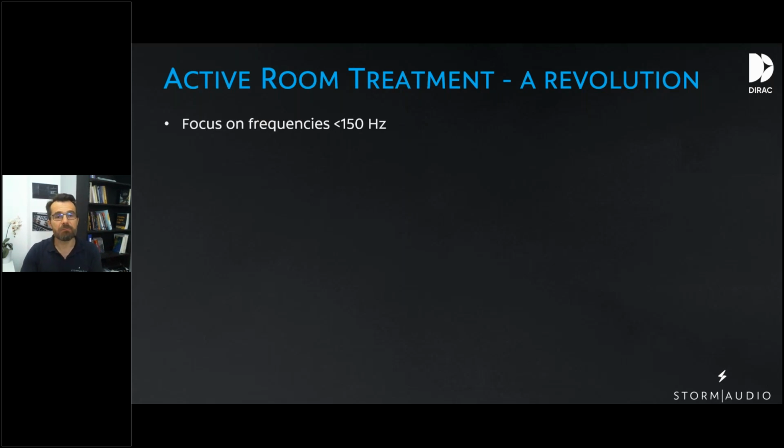So that's really key to remember, that active room treatment does not replace passive treatment, or tell you that, oh, I don't have to treat my room. Well, we've been through demos where there was absolutely no treatment and this was working pretty well, but it's not something you want to do. You want to make sure that you have control over 150 Hz, and that comes with the passive room treatment.